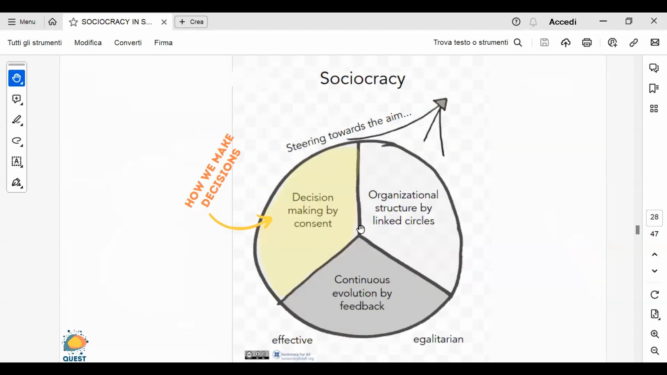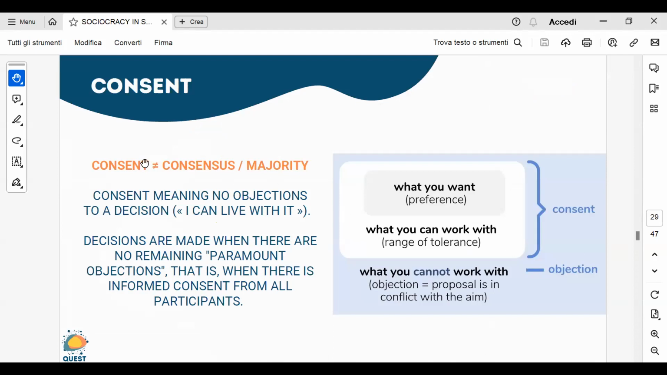So we discussed where we take decisions and who takes decisions. And now we need to discuss the second pillar, which is how we make decisions in sociocracy. And of course, as you know, in sociocracy we use consent. Consent decision-making is very different from consensus, which means unanimity.